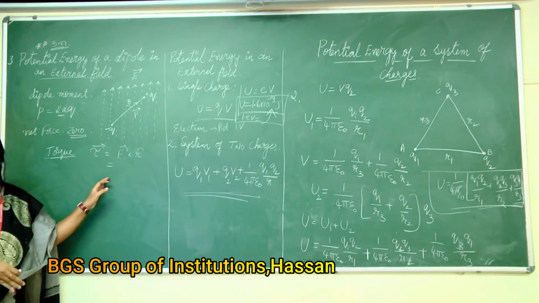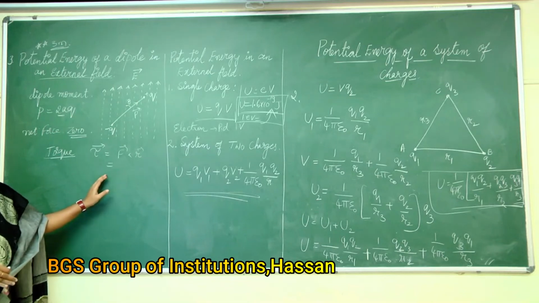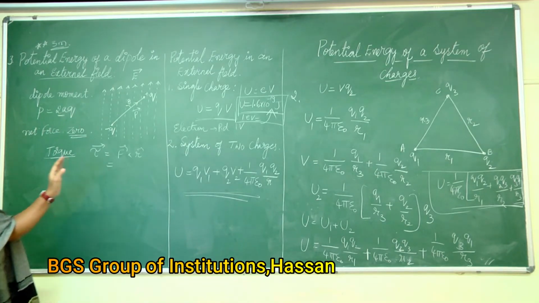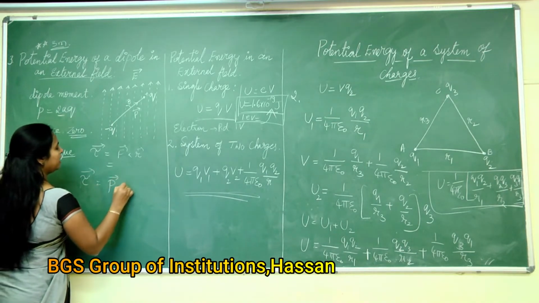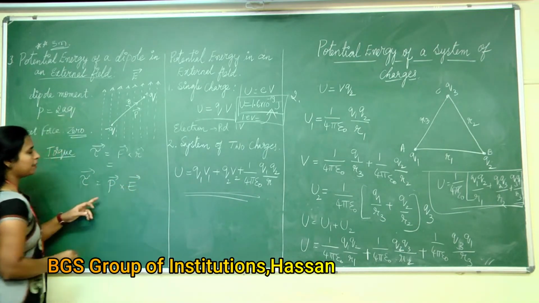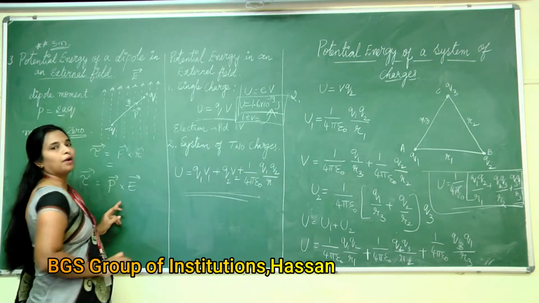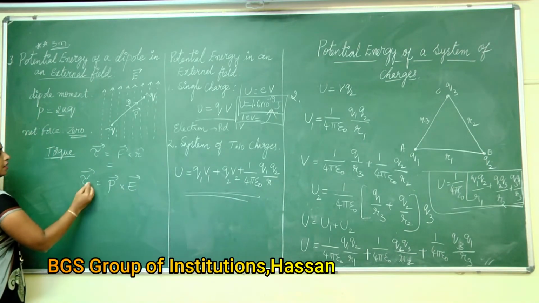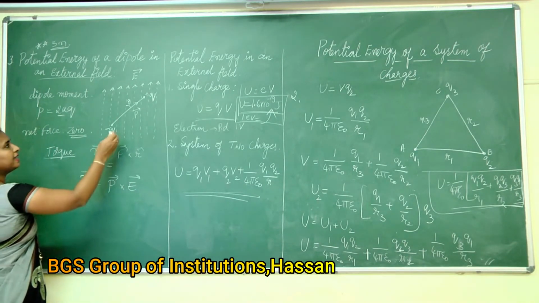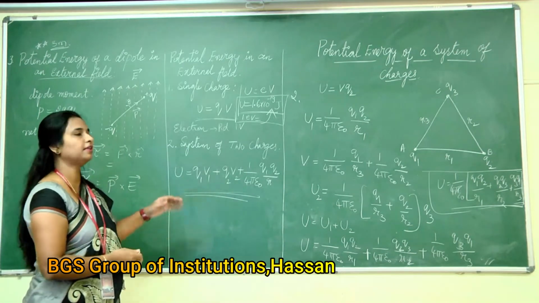In the previous class we have derived it. How have we derived it? Tau is equal to P cross E, where P is the dipole moment and E is the electric field present, isn't it? Now, due to this torque, there is a rotating effect in the dipole.